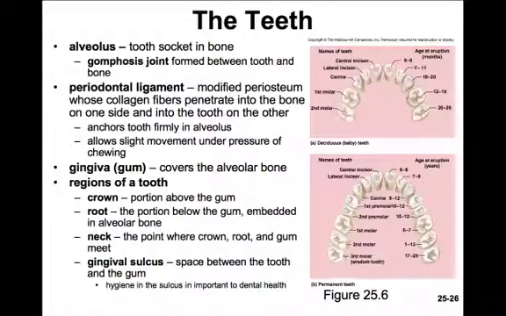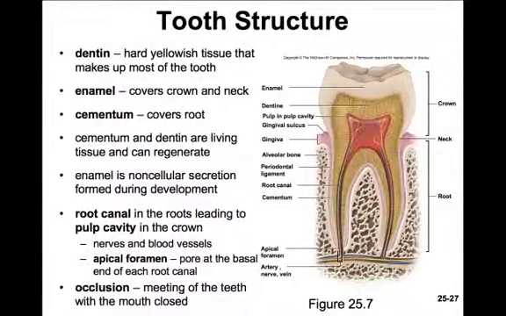More on tooth structure. Dentin is this hard yellowish tissue that makes up the majority of the tooth. Enamel is a substance that covers the crown all the way down to the neck, and this is a secreted substance before the tooth erupts. Cementum is the hard covering over the root. Cementum and dentin are living tissues, and thus they can regenerate. They have a blood supply that enters through the apical foramen. The root canal is the space in the roots leading into the pulp cavity. It's full of nerves and blood vessels.